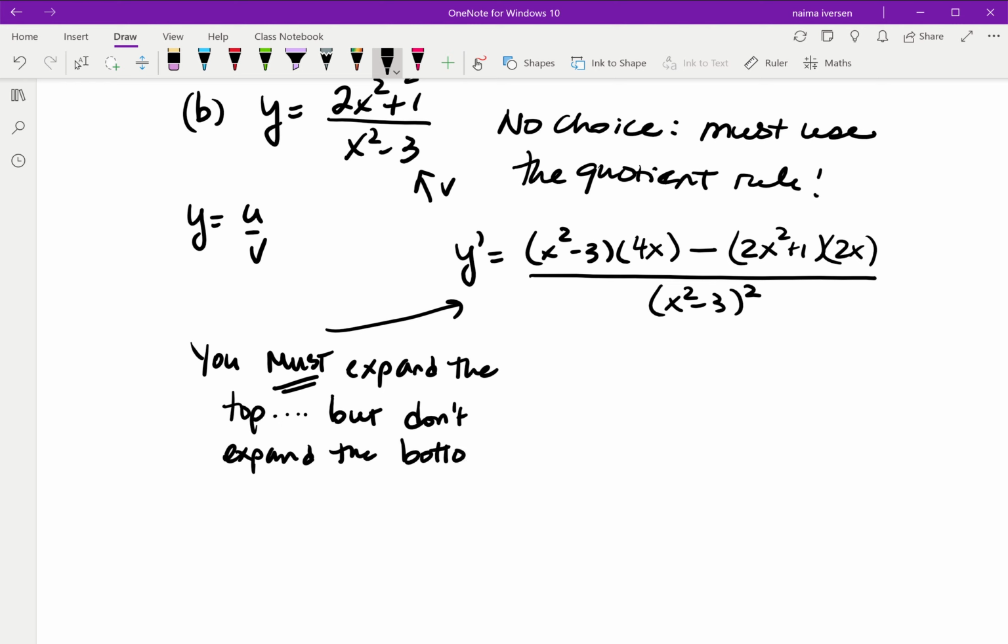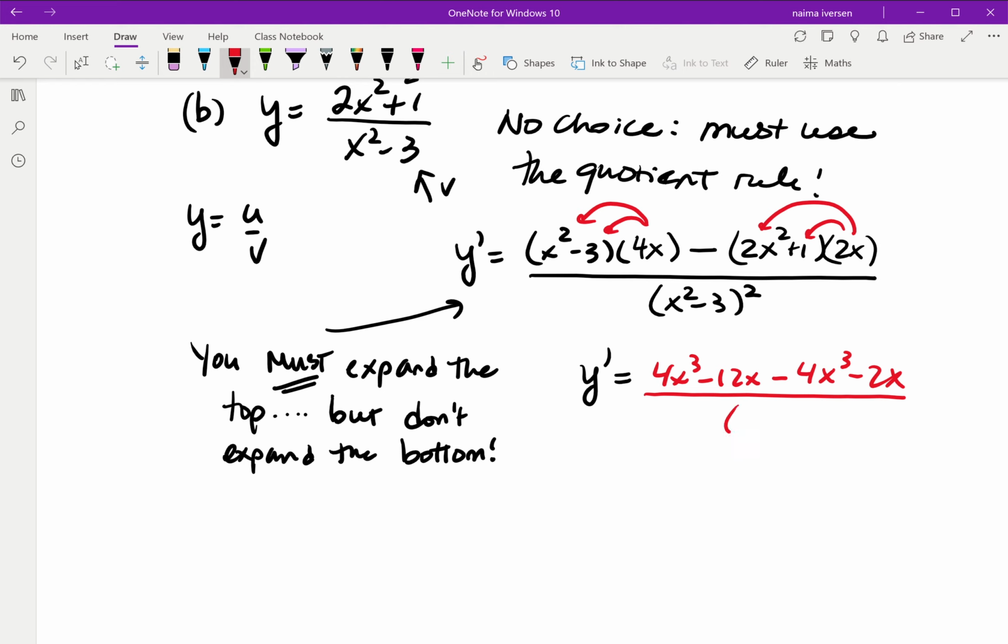The reason why we don't expand the bottom is because the bottom is already factored. I don't need to be able to do anything to it. I do need to expand out the top so that I can collect my like terms and simplify as much as I possibly can. So I'm going to expand out the top here, and I'm going to get 4x cubed minus 12x. And I'm going to expand out the top here. I'm going to get a negative 2x times 2x squared, so negative 4x cubed. And a negative 2x times 1, which is a negative 2x, all divided by x squared minus 3 squared.